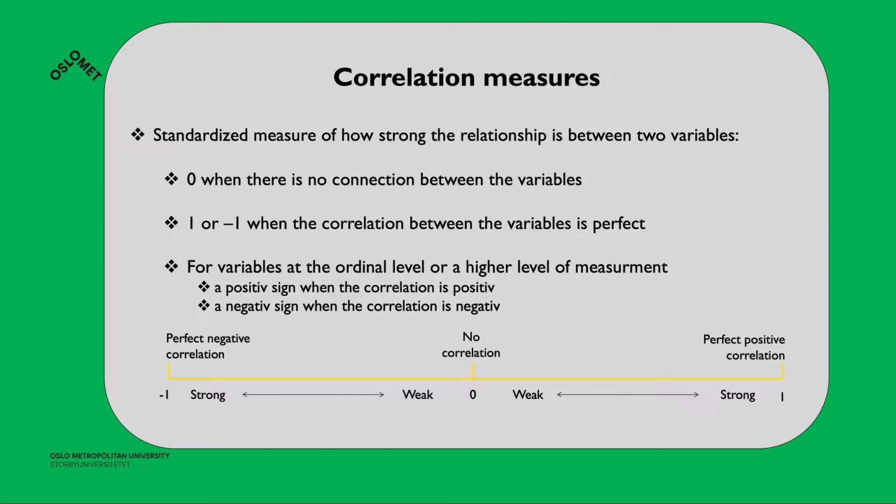And we use them for variables at the ordinal level or higher level of measurement. And a positive sign is when the correlation is positive, and negative sign when the correlation is negative. And below you find the illustration where minus 1, that's a perfect negative correlation, and 1 perfect positive, and 0 when there is no correlation at all.